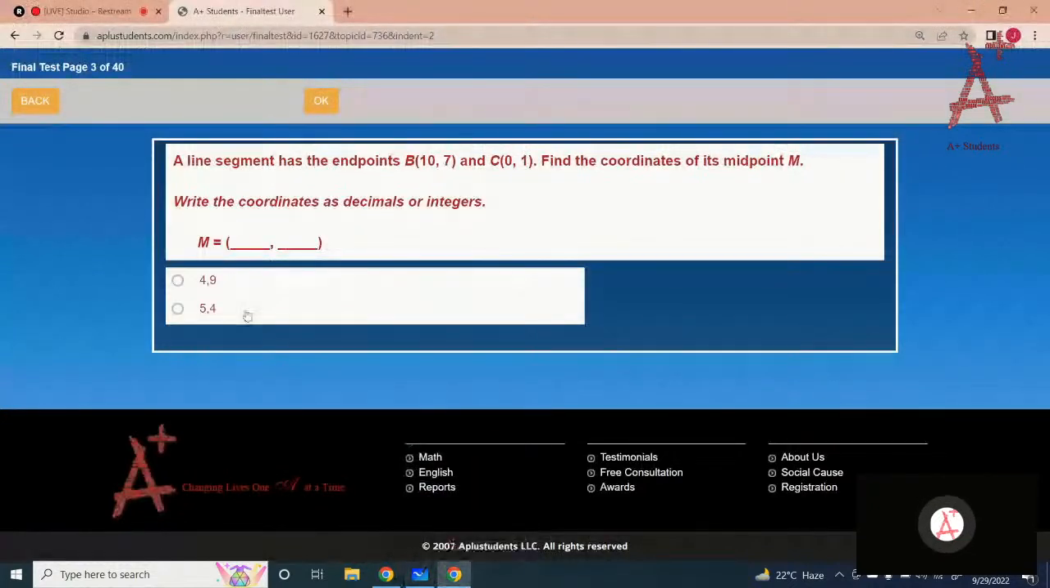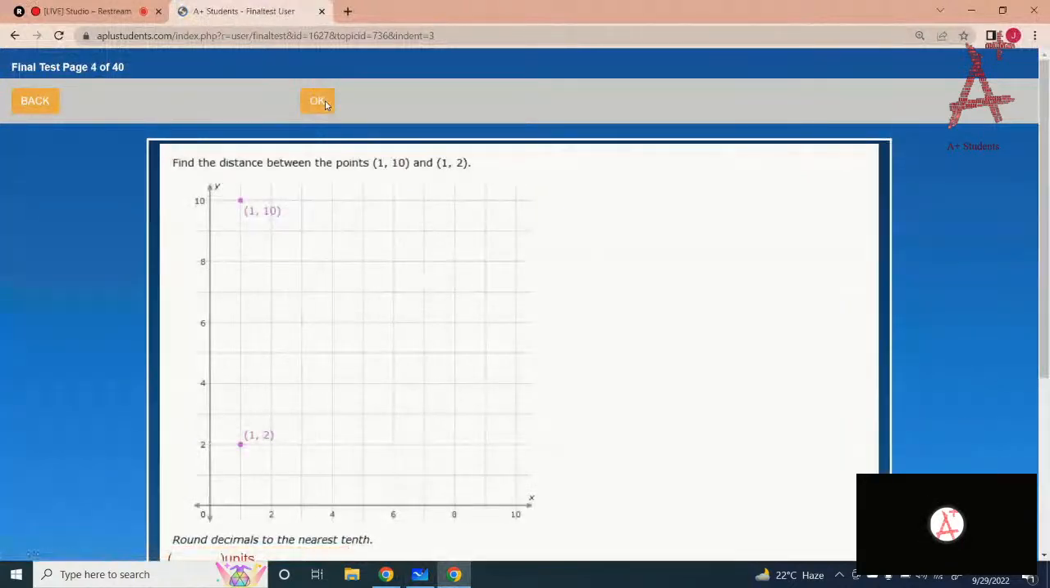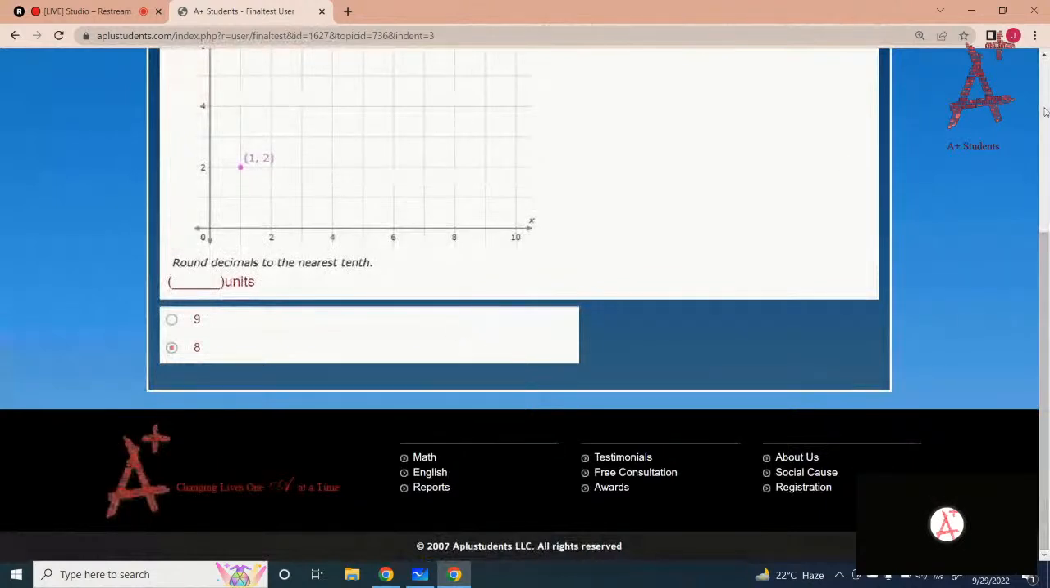So the midpoint is 5 and 4. The second option is the correct one. Select the correct option and click on the OK button. Okay, the next one is, find the distance between the points. See, they have the same x component. We just did this topic. So we just need to subtract their y components, because the components that are different are the y components. So they form a vertical line. Got it? So 10 subtract 2 is 8. So the correct option is 8. Select the correct option and move on to the next question.